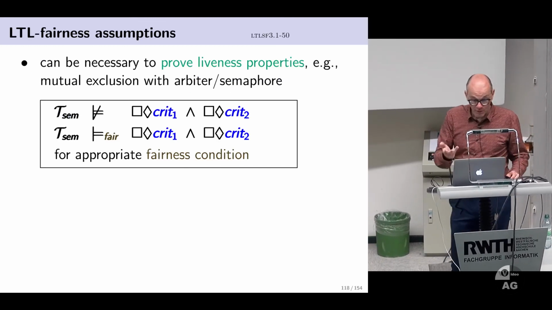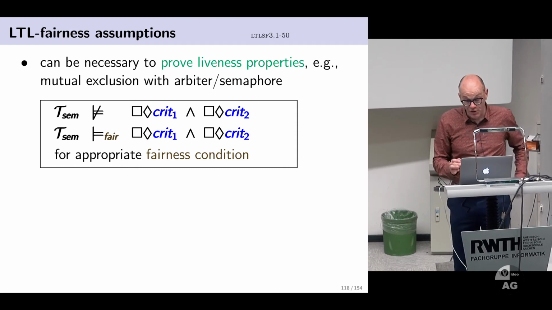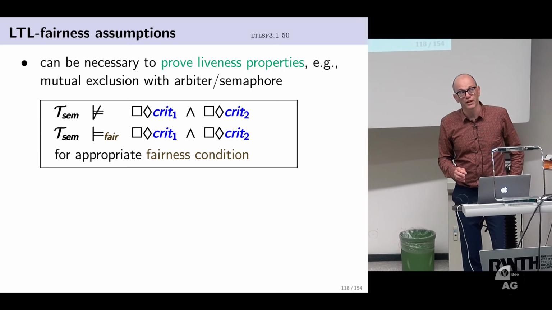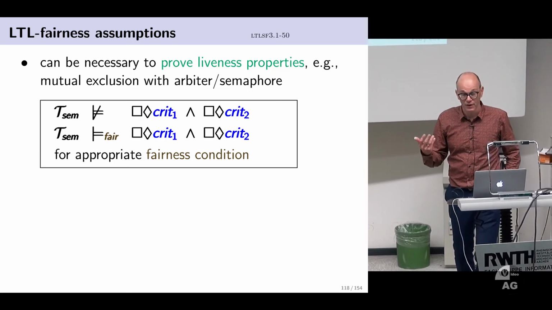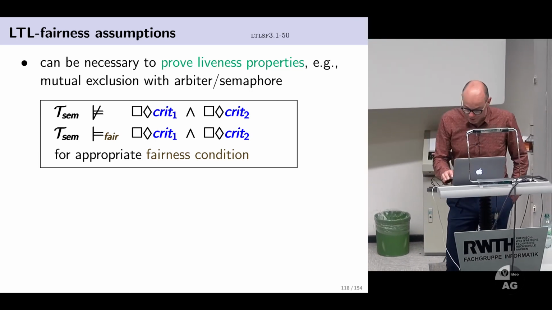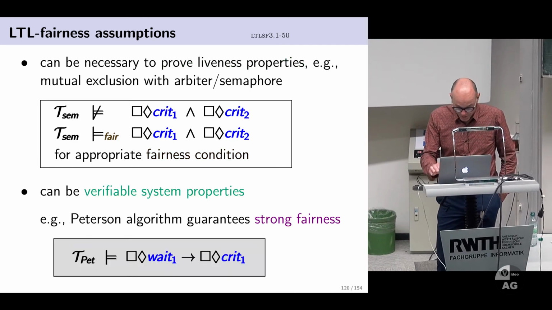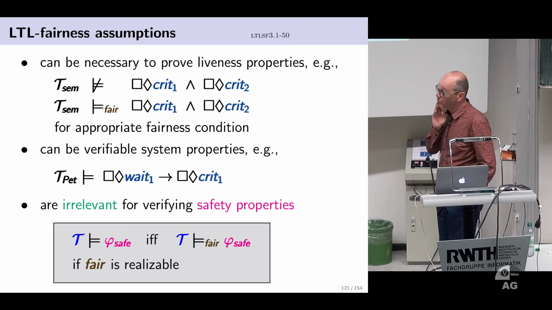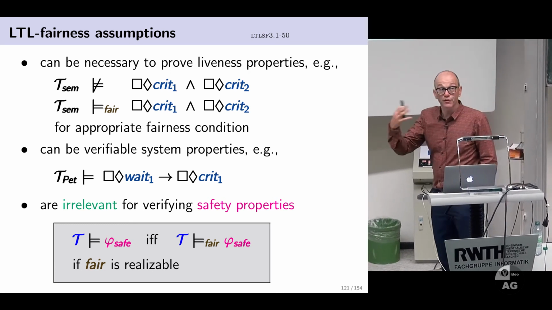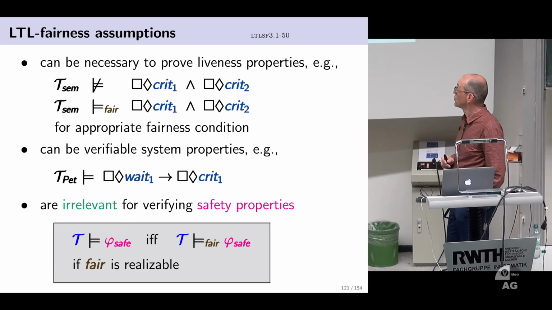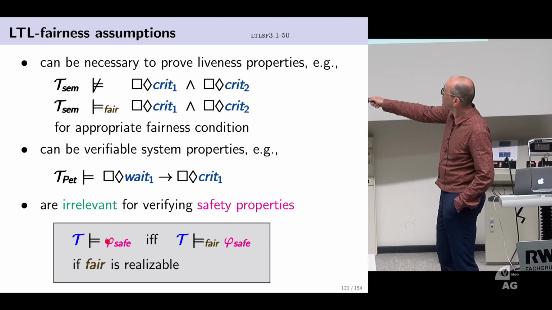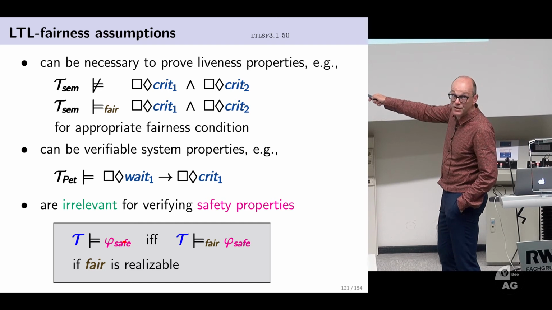Good. Those formulas can be necessary to prove liveness properties. This should not be a surprise because we have seen before that fairness assumptions are only relevant for liveness properties and not for safety properties. I think I'm going to skip this a bit. So actually what you have is the following result, which is a straightforward lifting of the result that we have seen before. Suppose I have a transition system T and an LTL formula which is characterizing a safety property.